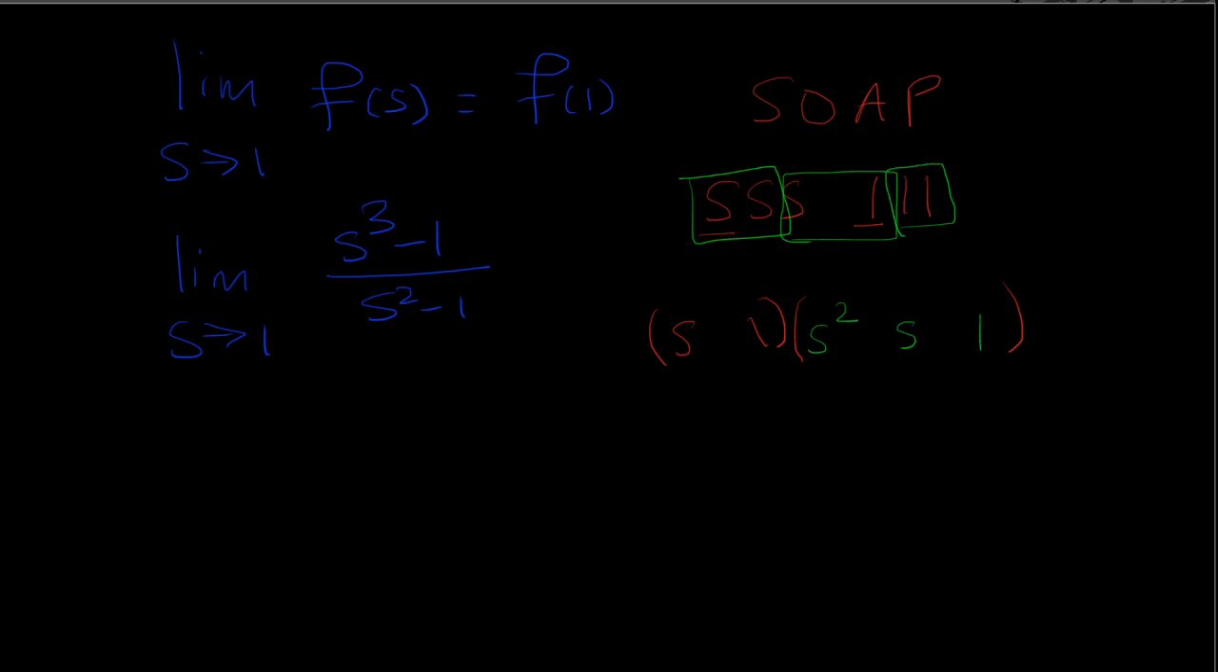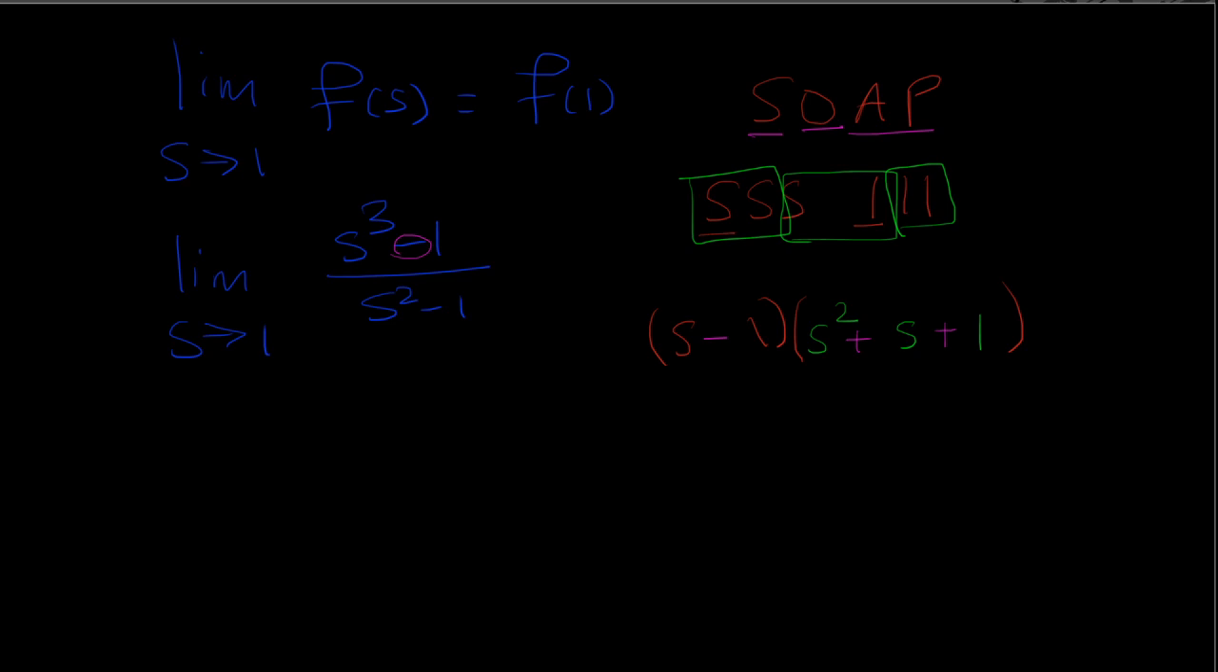And finally, we're going to use the SOAP method. The S stands for same. So here, the sign is minus, so we're going to keep it the same sign. O is opposite. So the opposite of minus is plus. And then AP is always positive. So we're going to keep that as plus.